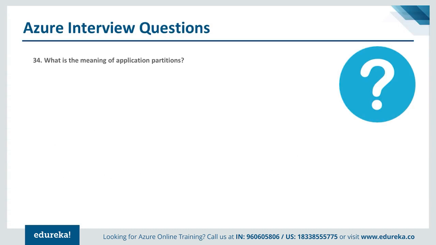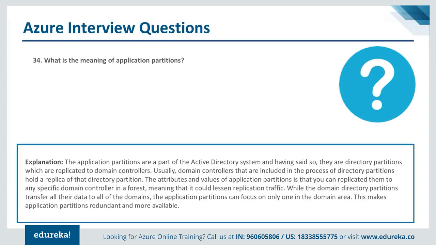Now, what is an application partition? Okay. Application partitions are a part of the Active Directory system, and having said so, they are directory partitions which are replicated to domain controllers. Usually the domain controllers that are included in the process of a directory partition hold a replica of that directory partition. Now, maybe you can read some more information. My domain controller has 4 types of partition. One is configuration, one is schema, one is my domain partition, and then you have my application partition. So all the information related to the application goes in the application partition.